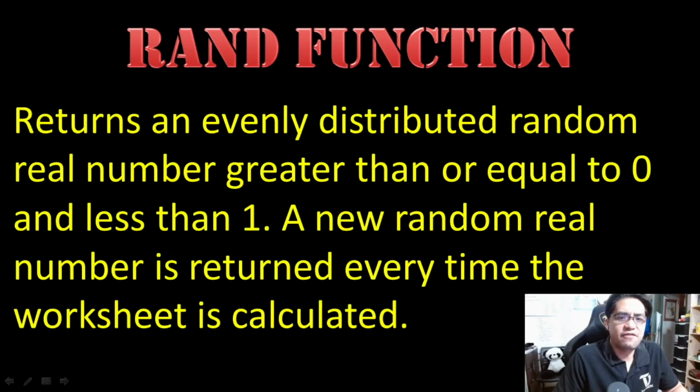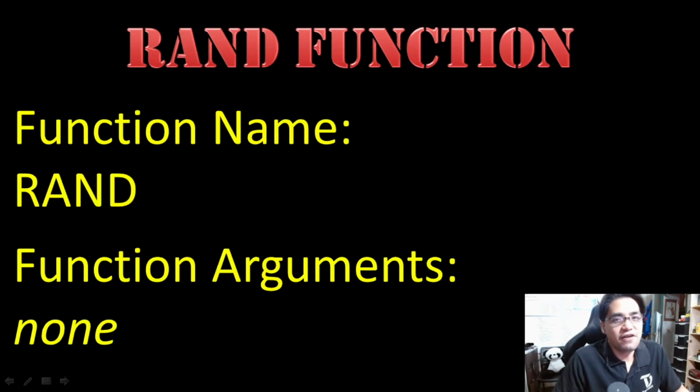So what is the RAND function? The definition that you can see on the screen right now comes from Microsoft's own help documents. RAND function returns an evenly distributed random real number greater than or equal to 0 and less than 1. A new random real number is returned every time the worksheet is calculated. So for the RAND function, the function name is RAND. And for the function arguments, there are none. Yes, the RAND function is actually one of those rare functions that do not have arguments.